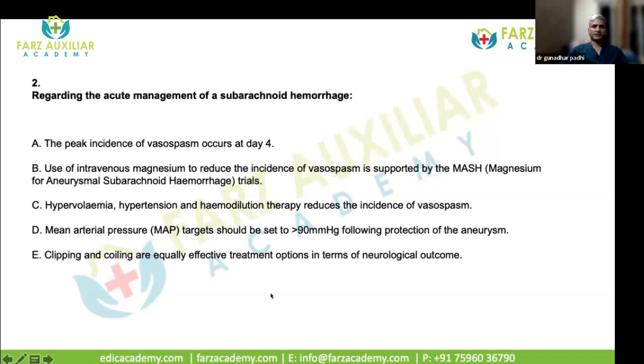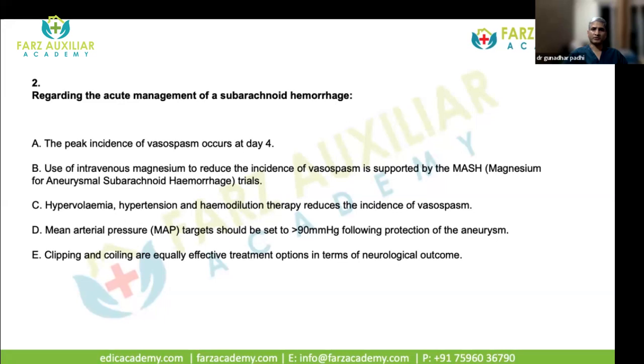So the next question is regarding the acute management of subarachnoid hemorrhage. I just request everyone to read the following choices. SAH is also a very important topic in critical care medicine. There are a lot of questions which can be asked from the SAH, starting from the CT scan finding, from the management point of view, the presentation, transcranial Doppler.